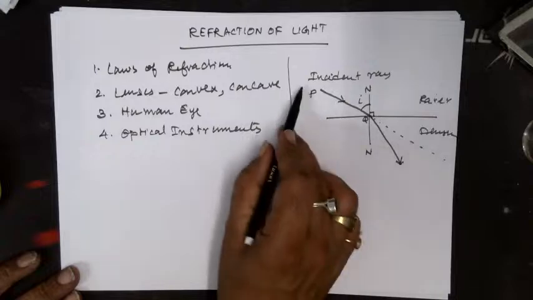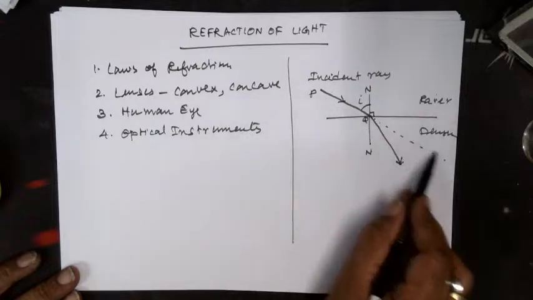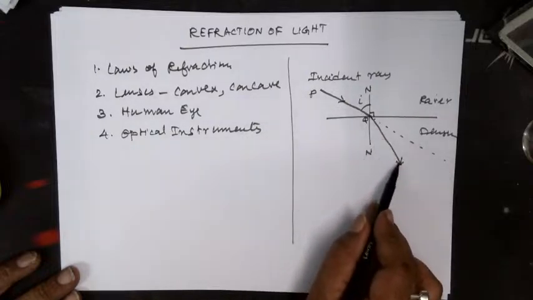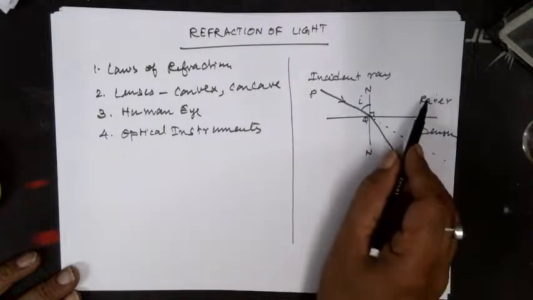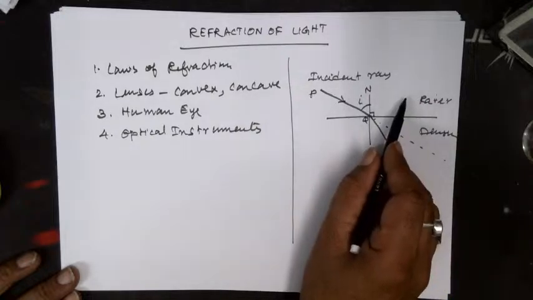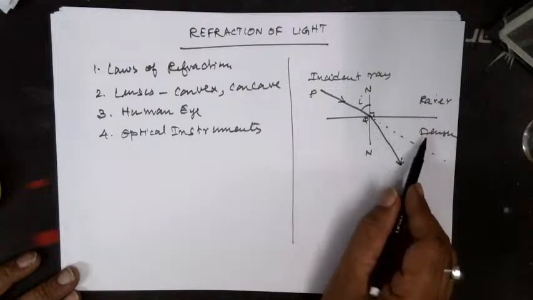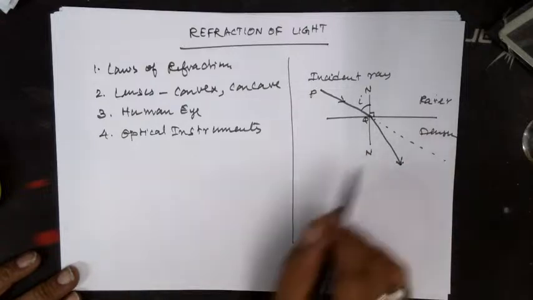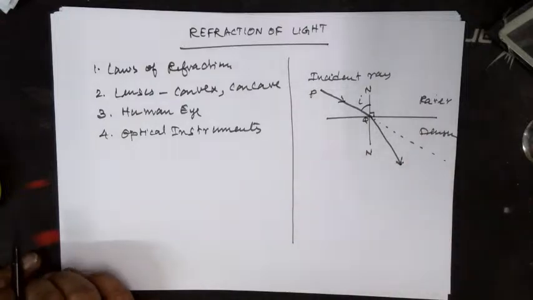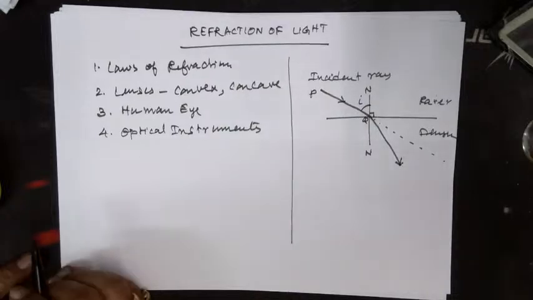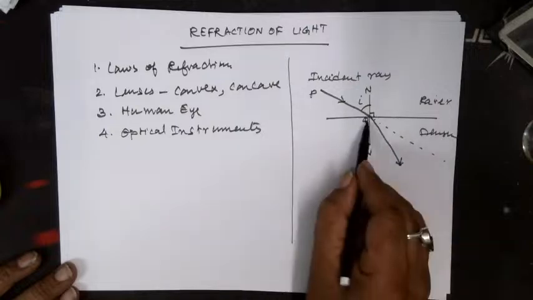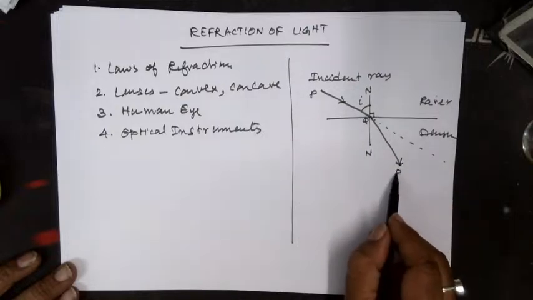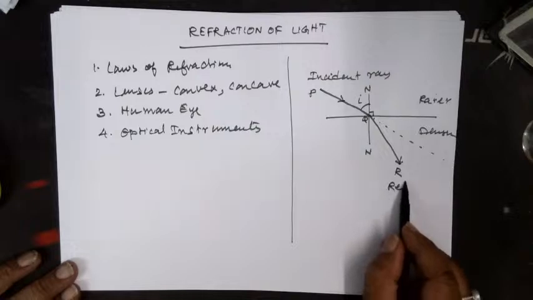So the light, instead of traveling straight, has a path deviation. So this kind of path deviation or bending, when it passes through two different media, rarer to denser, is refraction. So this is PQ, that is incident ray, and QR is the refracted ray.